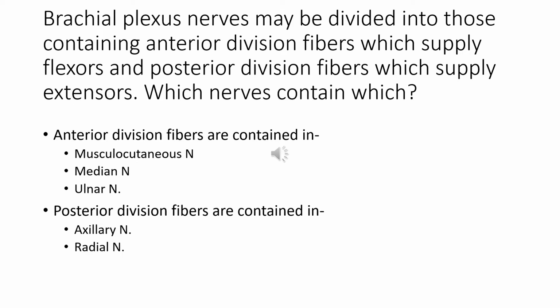So, brachial plexus nerves which supply the anterior part of the upper limb are musculocutaneous nerve, which mainly supplies the arm, median nerve, which mainly supplies the forearm, and ulnar nerve, which mainly supplies the hand. And posterior division fibers are those fibers which innervate the muscles of the back of the limb. These are contained in axillary nerve and radial nerve.